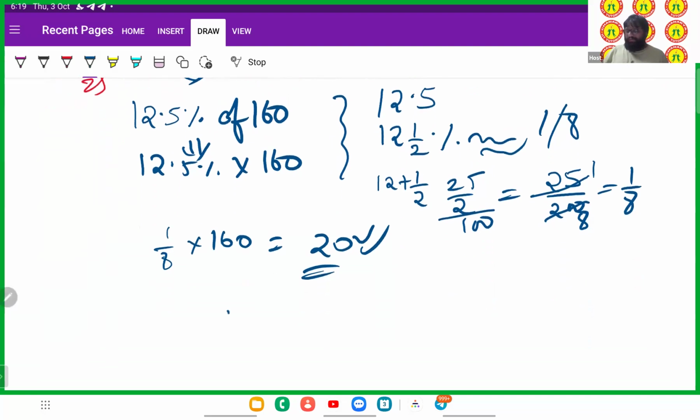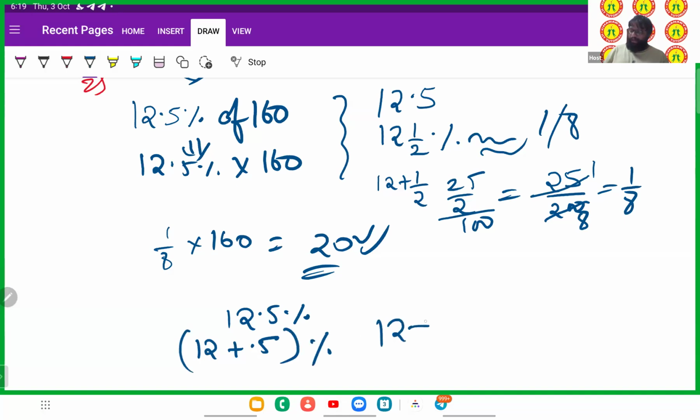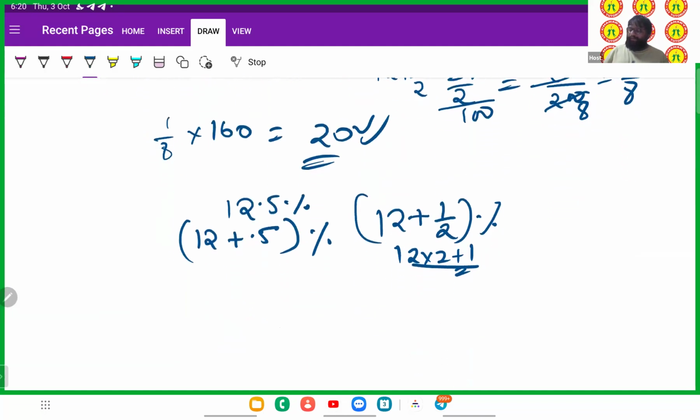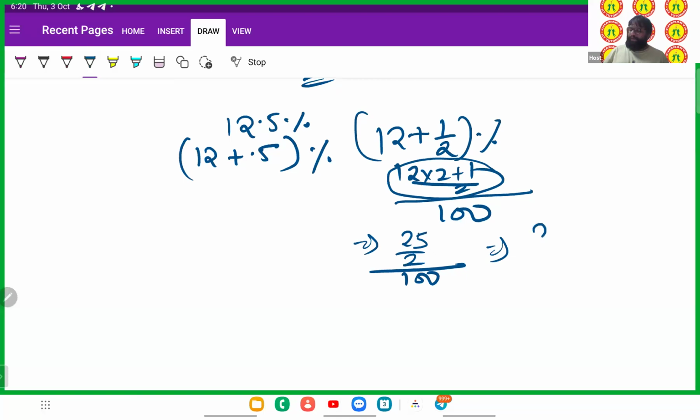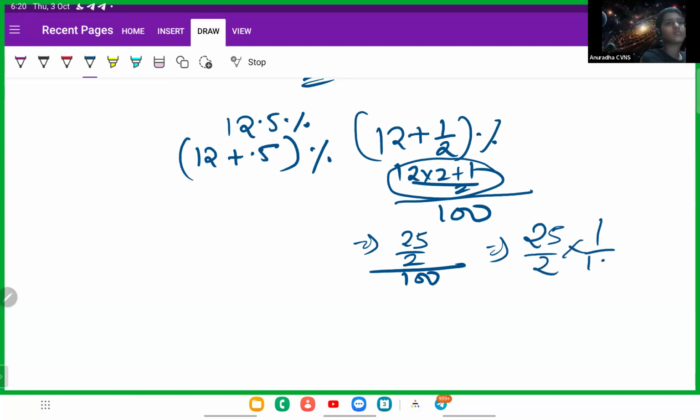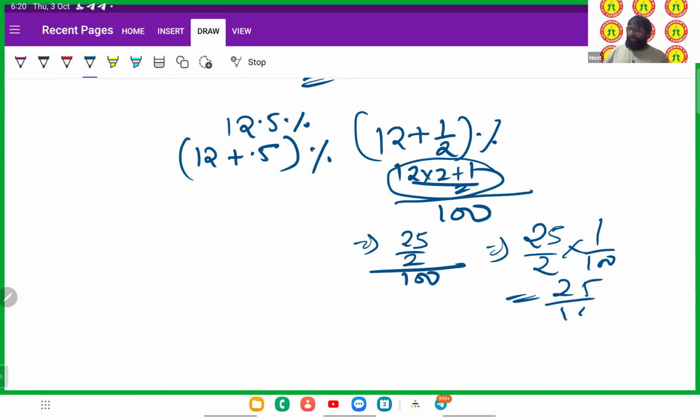So what I'm doing again here, I'm just simply writing 12.5%. 12.5 can be written as 12 plus 0.5, half percent. So 12 plus 0.5 can be written as 12 into 2 plus 1 by 2%. Percent means whole by 100. So 24 plus 1 is 25 by 2 by 100. Reciprocal, 25 by 2 into 1 by 100, so that will be equal to 25 by 200. Any doubt till now?